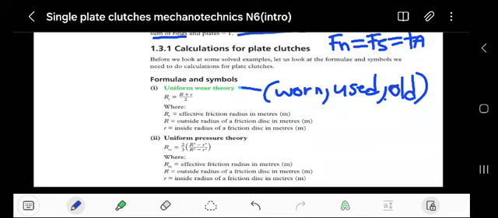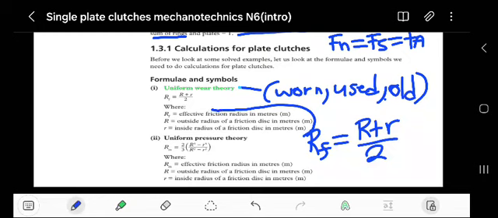When we calculate, as you can see here, RF will be equal to R plus r over 2. Remember, R is the outer radius of the disk plus the inner radius of the disk, divided by 2. RF is the effective friction radius in meters. R is the outer radius.